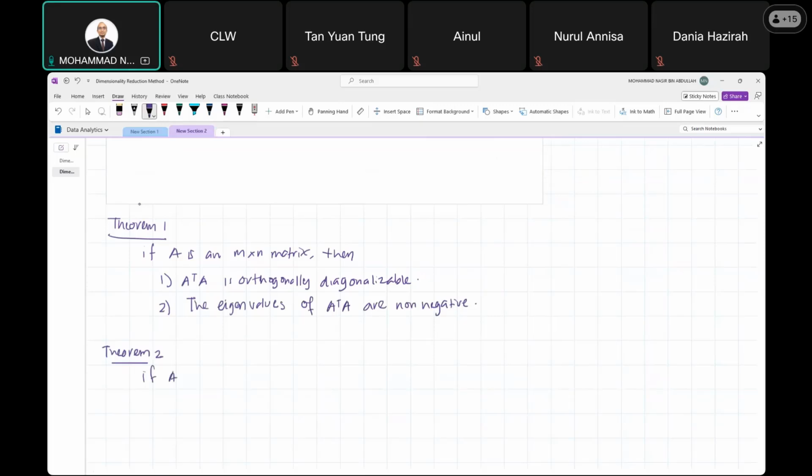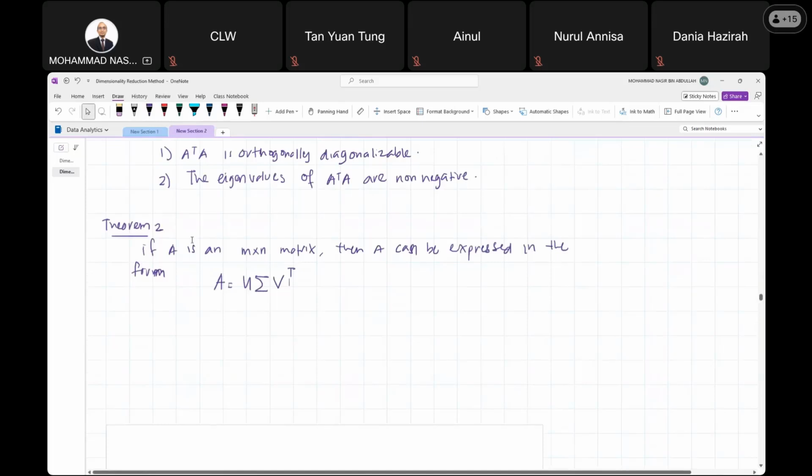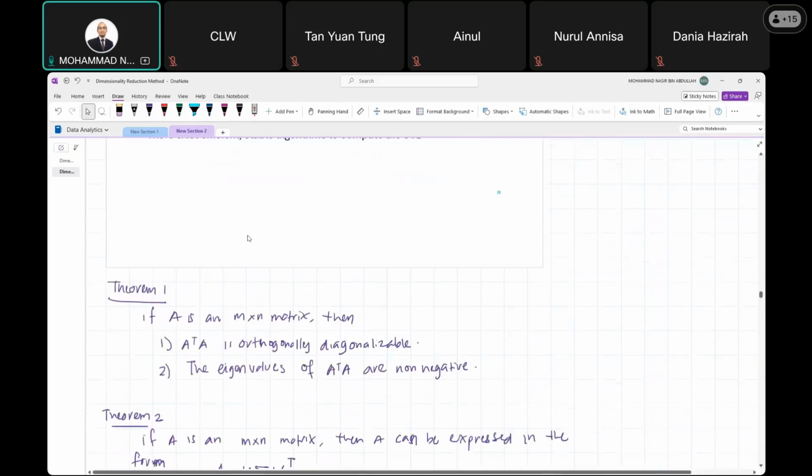If A is an M by N matrix, then A can be expressed as A equal to U Sigma V transpose. This is the equation of singular value decomposition. Right, that's it. So this one is done, right? You can copy or screenshot the theorem. Okay, done.